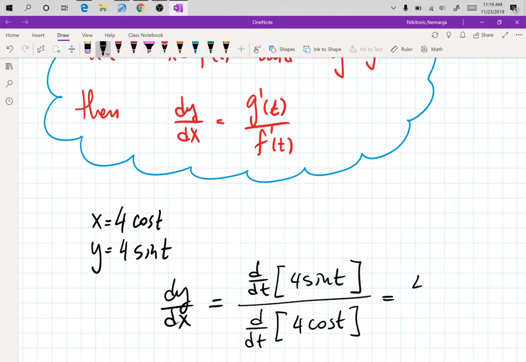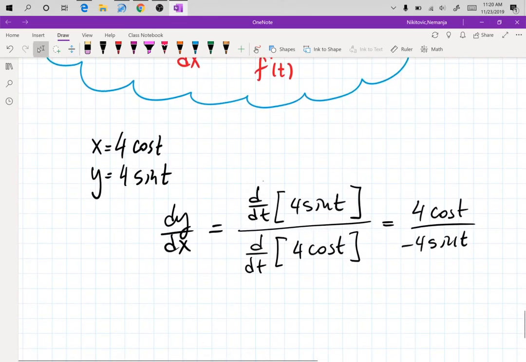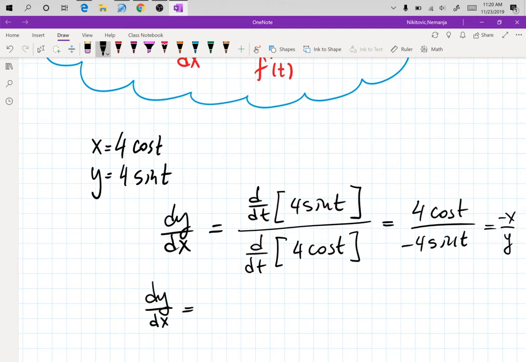Derivative of sine, so that's going to be 4 cosine t divided by negative 4 sine t. And before you scream cotangent, you just plug in. See, 4 cosine t is x, so negative x over y. 4 cosine is x, and 4 sine is y, so just plug them back in, and you have that your derivative dy dx is negative x over y. Which you know from implicit differentiation.